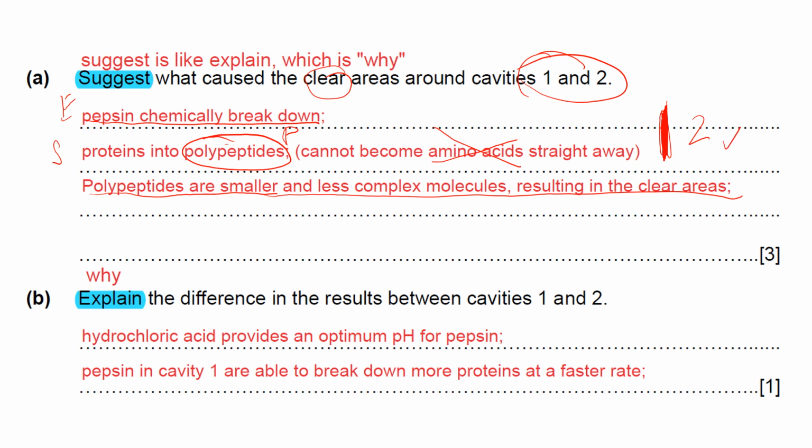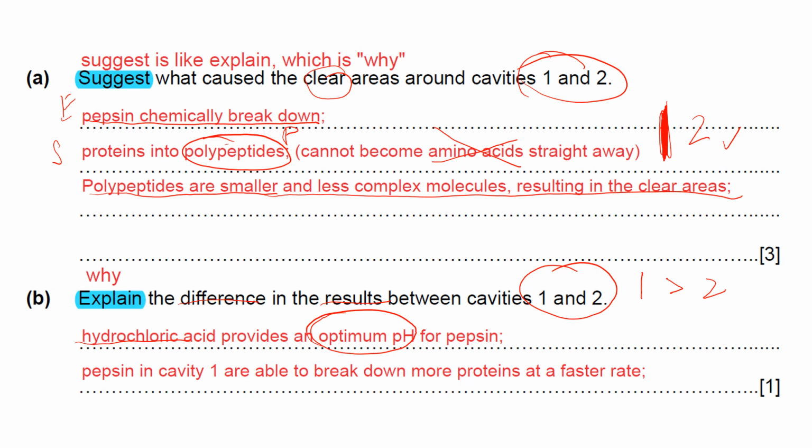Part B, explain the difference in the results between 1 and 2. So 1 is bigger than 2, and you must explain the difference. I can't remember which one is bigger anyway, but never mind. One of them has hydrochloric acid, and so hydrochloric acid provides an optimum pH for pepsin. Please remember the keywords in enzyme theory. Optimum pH refers to the best pH that pepsin can work in.